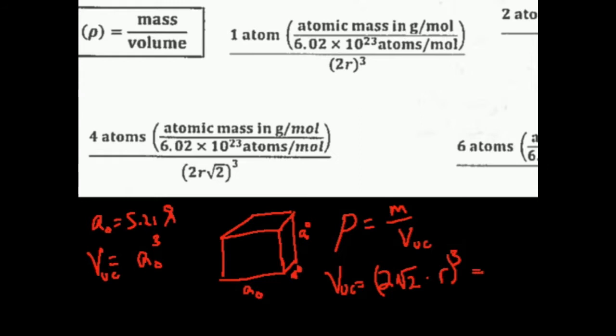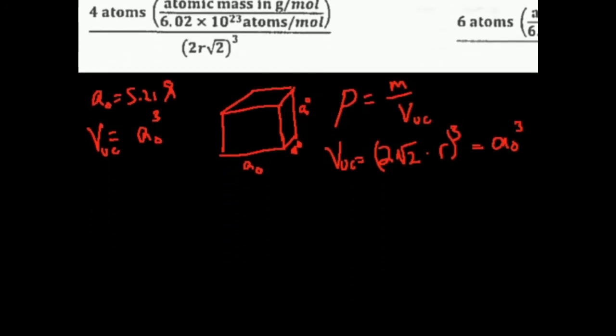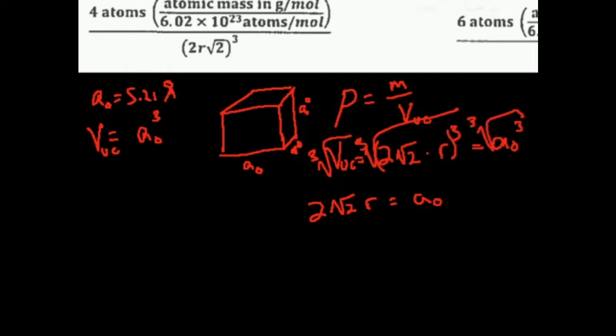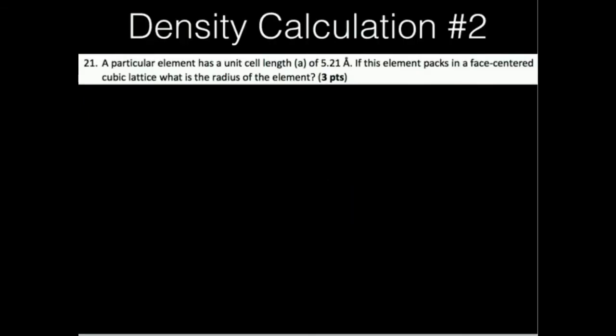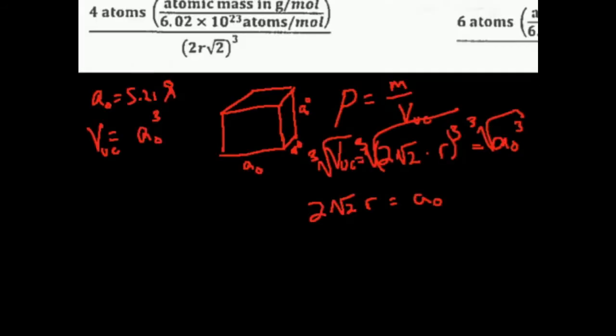And that's just equal to A naught cubed, since V_UC equals A naught cubed. Taking the cube root of both sides, 2 square root of 2 r is equal to A naught, because all I'm going to do is take the cube root of every one of these. That leaves A naught, the unit cell length, equal to 2 square root of 2 r. So if I'm looking in this problem for the radius of the element and you have the unit cell length, then it's pretty easy. You just use the denominator's expression.